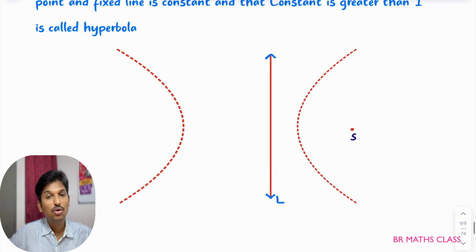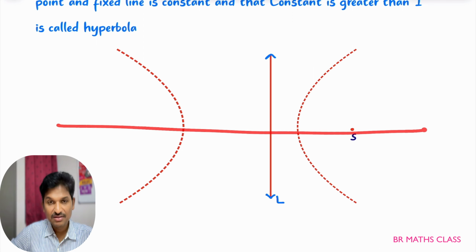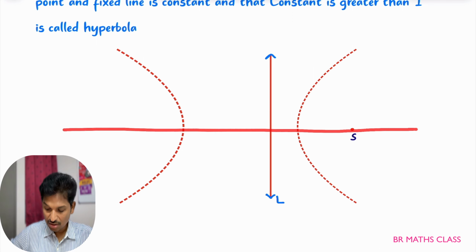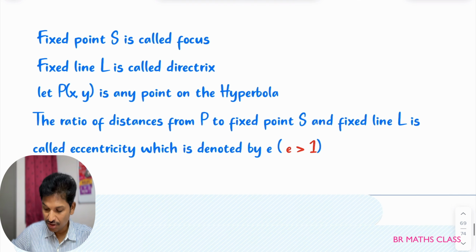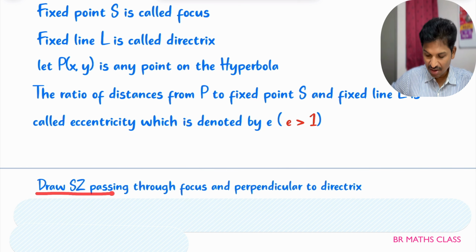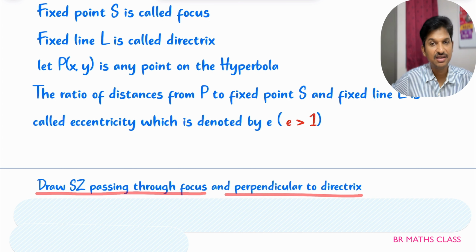Okay. Now, I'll draw SZ passing through the focus and perpendicular to the directrix, and it intersects the directrix at Z. Look here, I'll draw like this. You observe, I draw SZ passing through the focus, perpendicular to the directrix, intersecting at Z. You observe, I have drawn SZ. Now the same point we'll write. You see, draw SZ passing through the focus and perpendicular to the directrix.